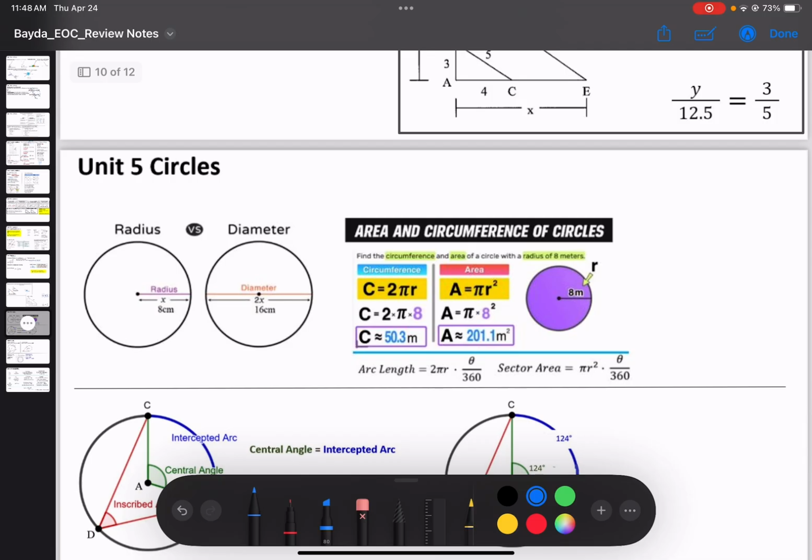Unit 5 is all about circles. Biggest thing with circles is knowing about the radius and the diameter.